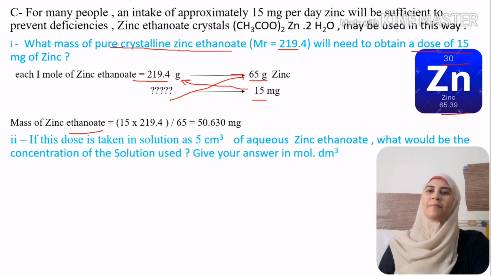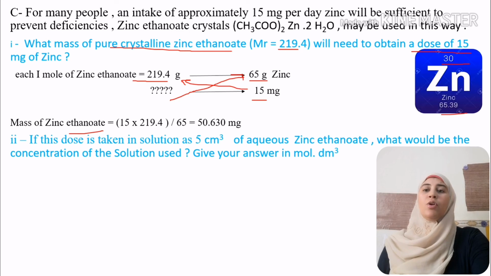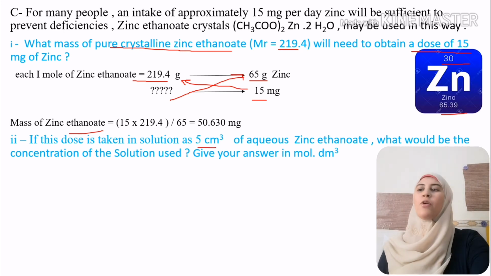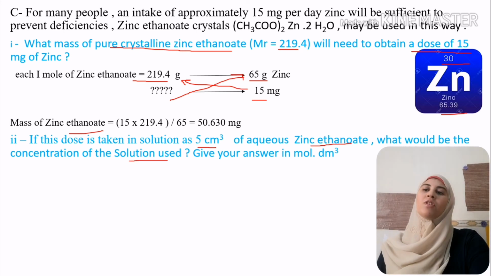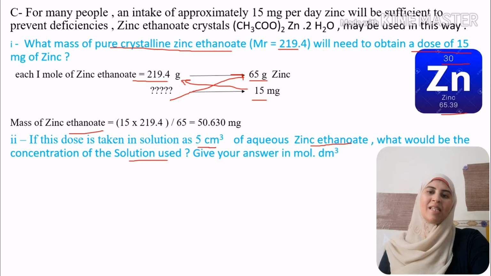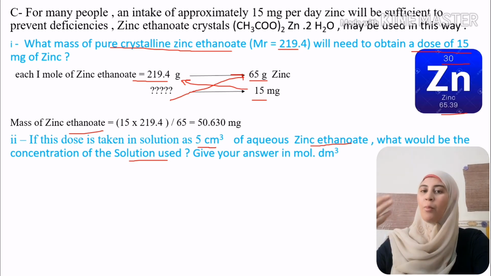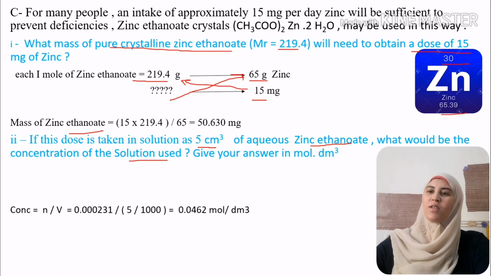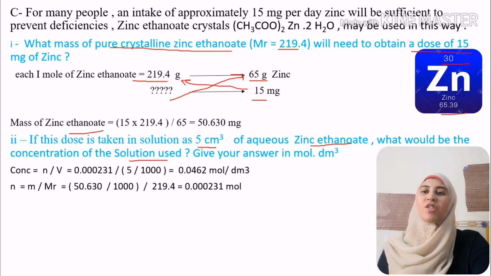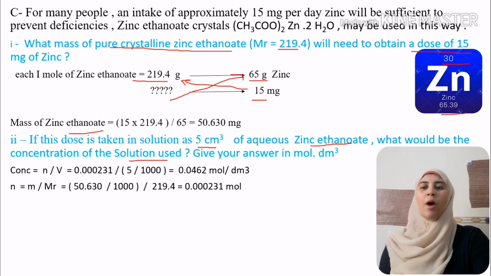The next question. The dose is taken in a solution of 5 cubic centimeters of aqueous zinc ethanoate. What would be the concentration of the solution used? I just want to calculate the concentration. We said before concentration equals number of moles over volume. But we don't have the number of moles yet. So, at first you need to calculate your number of moles.